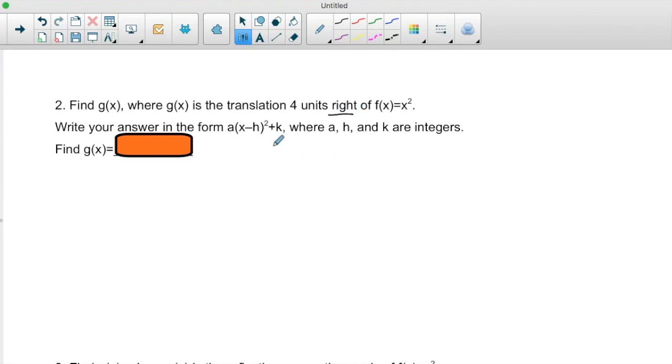Okay, so because we're moving to the right, that means you have a horizontal change here. So you're going to leave it as x minus, but because we're moving to the right, that's a positive 4. So you're going to plug in a 4 here. So all of this would be to the second power.